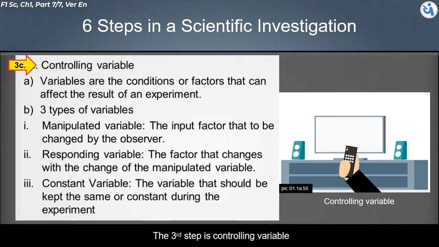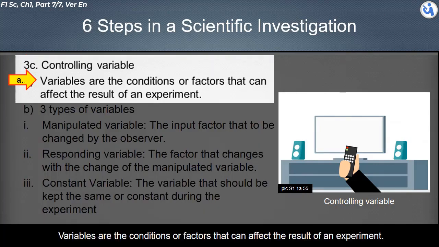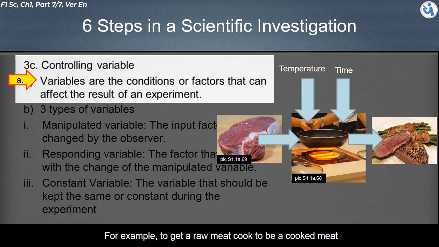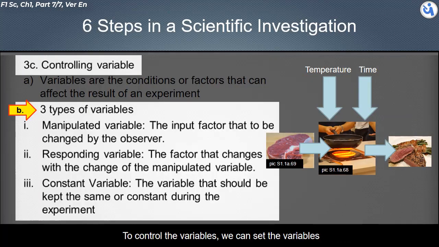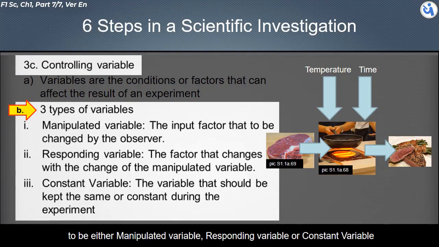The third step is controlling variable. Variables are the conditions or factors that can affect the result of an experiment. For example, to get raw meat cooked, temperature and time are the variables that affect the level of its doneness. We can set the variables to be either manipulated variable, responding variable, or constant variable.